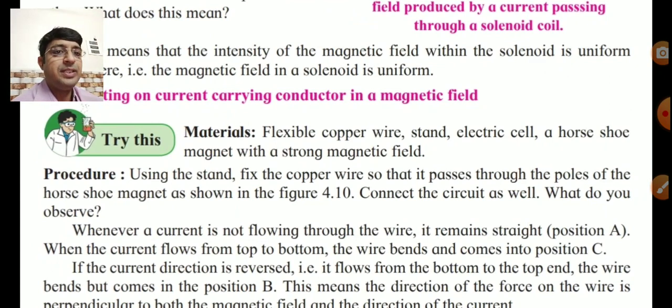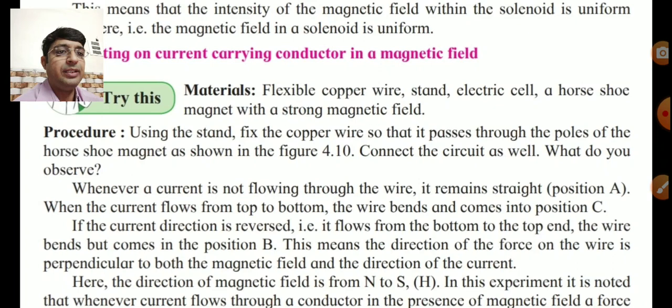Procedure: using the stand, fix the copper wire so that it passes through the poles of the horseshoe magnet, as shown in figure 4.10. Connect the circuit as well. What do you observe? Whenever a current is not flowing through the wire, it remains straight. That is position A. You check in the diagram.